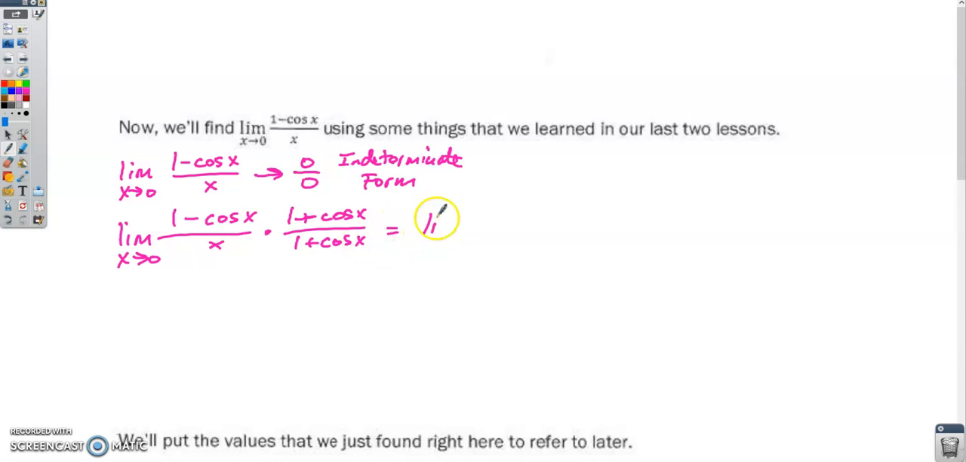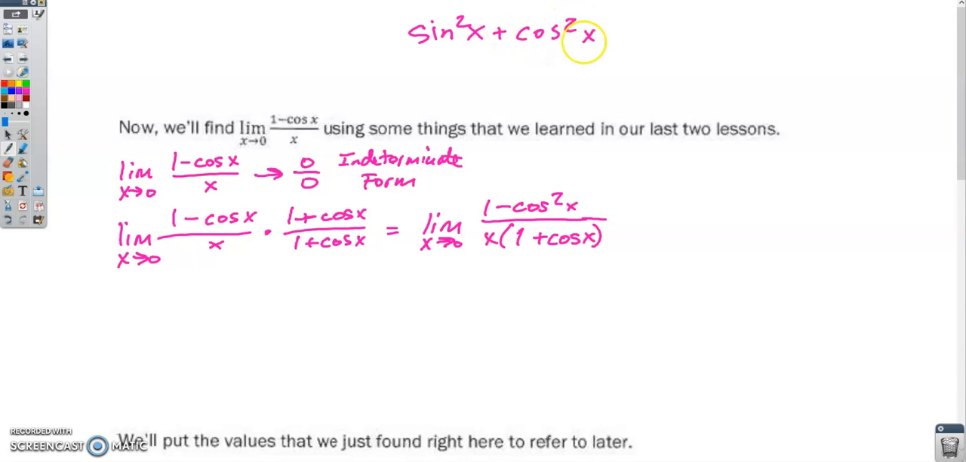which turns this limit into the limit as x goes to 0 of 1 minus cosine squared of x all over x times the quantity x times the quantity 1 plus cosine of x. Now we go back to that Pythagorean identity that everybody knows and loves. Sine squared of x plus cosine squared of x is equal to 1. If we subtract cosine squared from both sides, we see that 1 minus cosine squared of x, which is what we have right here, is equal to sine squared of x. And so I'm going to go ahead and make that replacement.